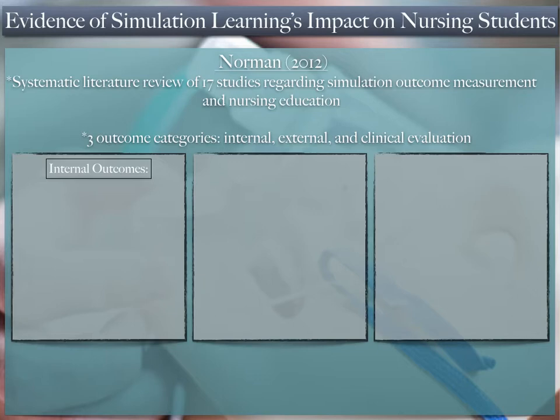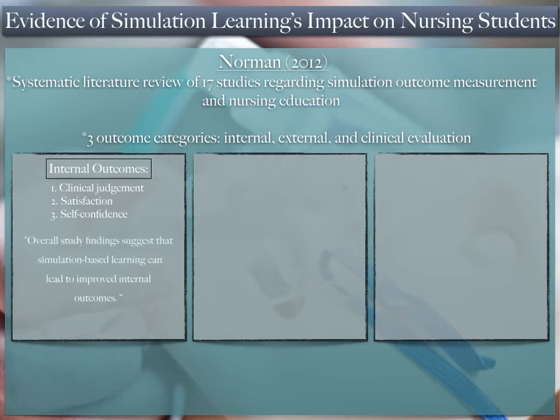The internal outcomes that were defined by the researcher were dependent on the learner's perception. These internal outcomes were clinical judgment, satisfaction, and self-confidence. Two studies that were reviewed showed increased confidence in post-op and postpartum clinical situations after simulation learning was conducted. Overall, the study findings suggest that simulation-based learning can lead to improved internal outcomes.